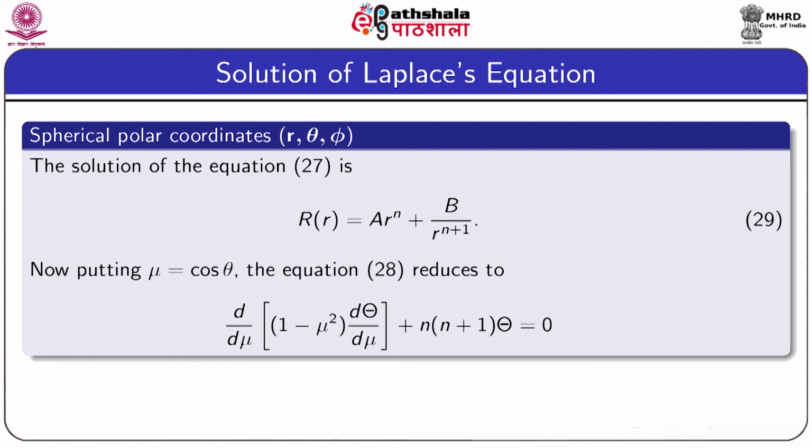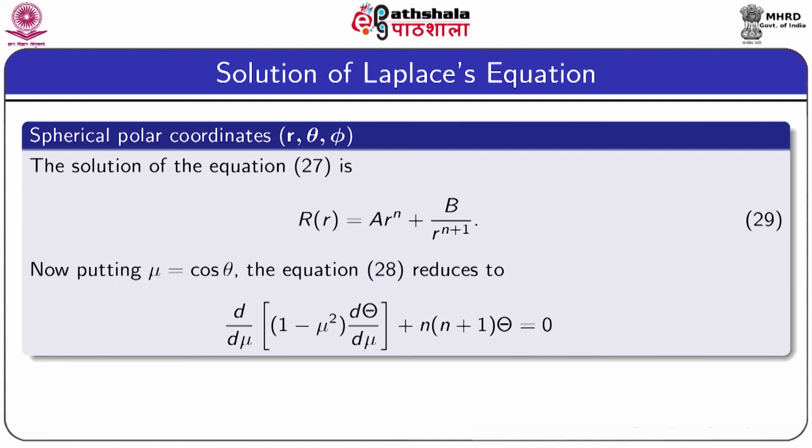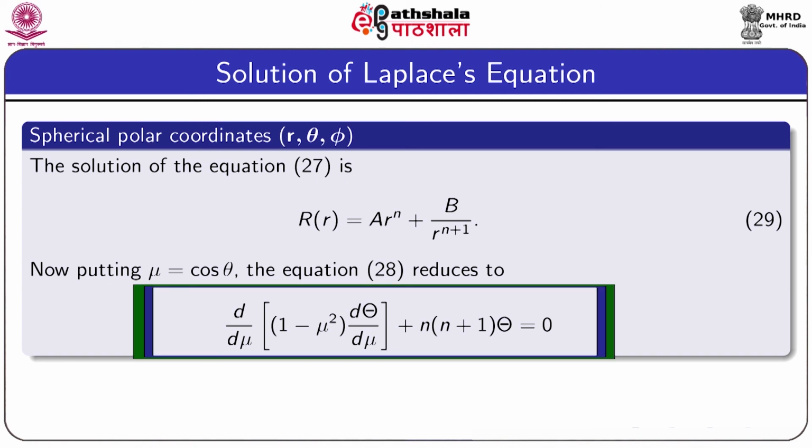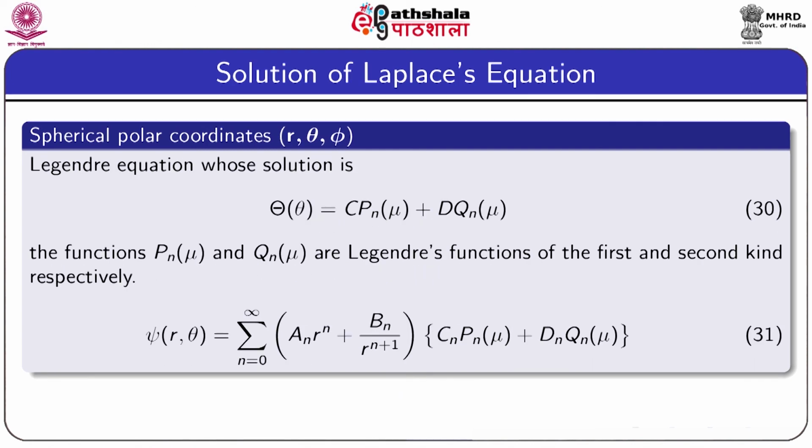Equation number 26 is an ordinary differential equation which is in Cauchy-Euler form. So, its solution can be obtained easily. Now, if we look at equation number 27, we need to substitute mu equals cos theta. Now, taking mu as the independent variable, equation 27 reduces to the form which is written here: d d mu of 1 minus mu square d theta d mu plus n into n plus 1 into theta equals 0. This is the famous Legendre equation, and we know the solution of the Legendre equation is the Legendre function or Legendre polynomials. So, the solution is written in equation number 29. So, this is a linear combination of Legendre functions of the first kind and second kind.